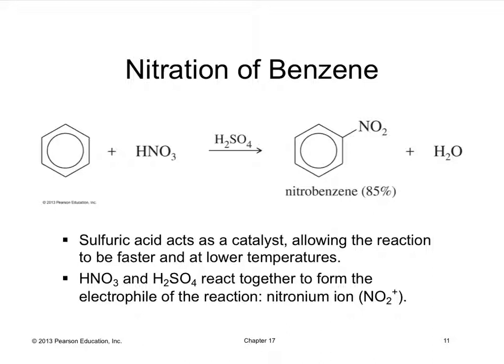Nitration of benzene. For nitration of benzene, you have nitric acid, and that is used in the presence of sulfuric acid. The sulfuric acid acts as a catalyst, allowing the reaction to be faster at lower temperatures. When you take these two together, the nitric acid and sulfuric acid react to form the electrophile of the reaction, which is the nitronium ion, generating nitrobenzene.